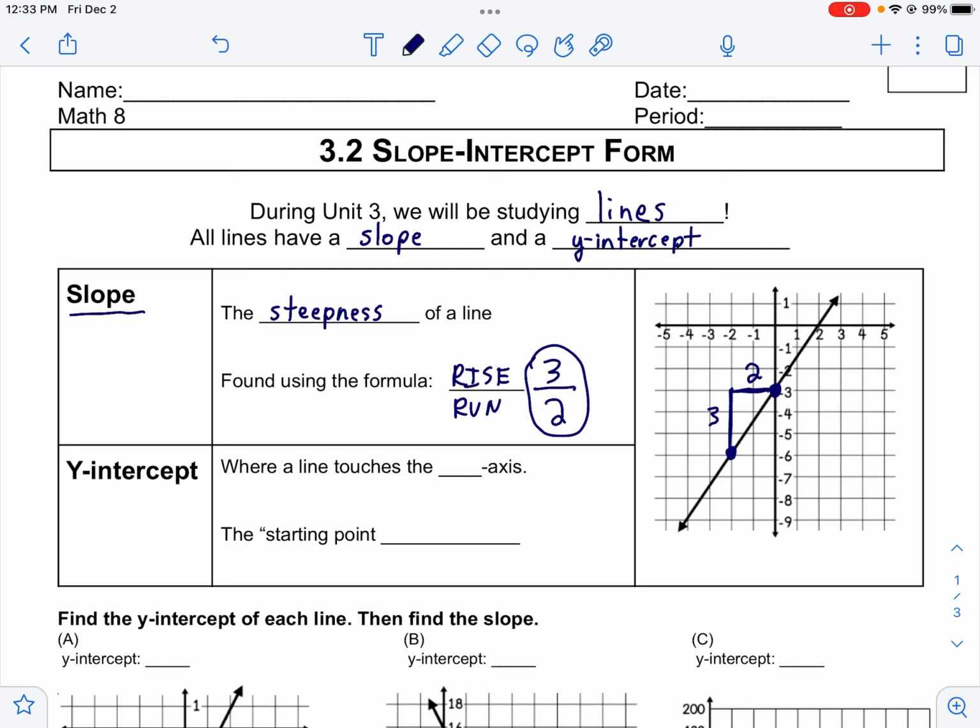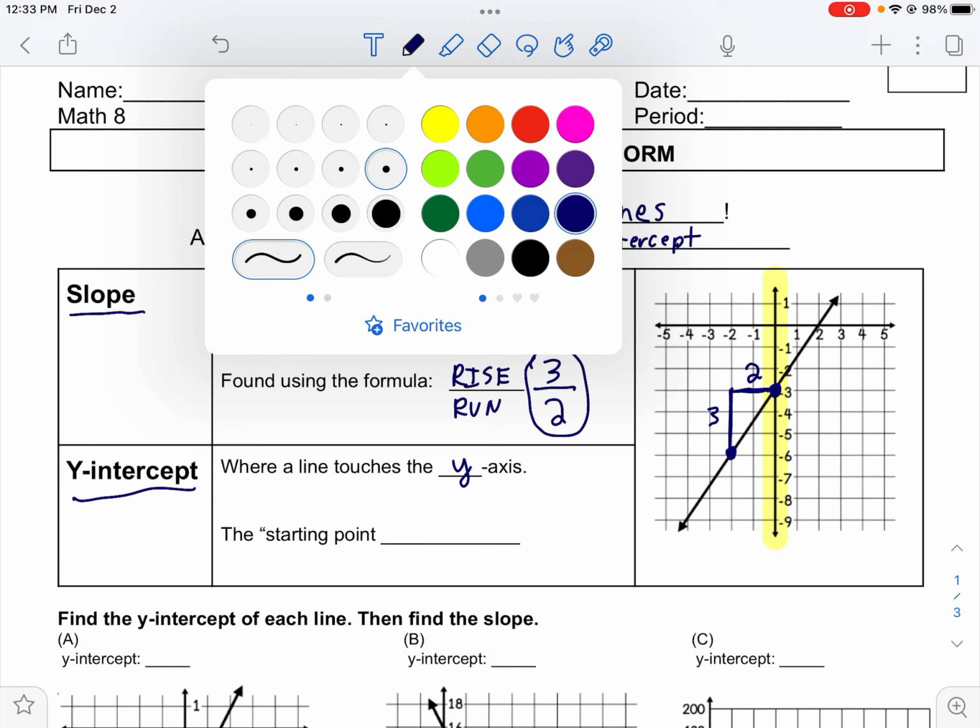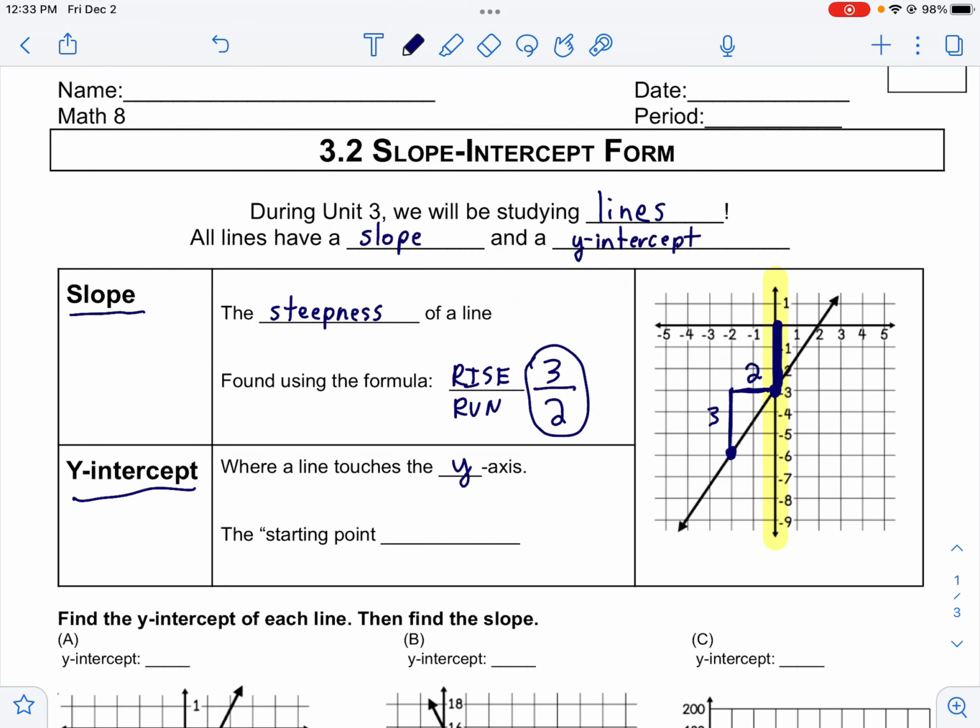The second thing that every line has is a y-intercept. A y-intercept is where a line touches the y-axis. So to find the y-intercept, we look along the y-axis. You can trace down to see where it touches, and if I look on this one, we can see it touches at -3. So for this line, the starting point, or the y-intercept, is -3. So the y-intercept is the starting point of a line.